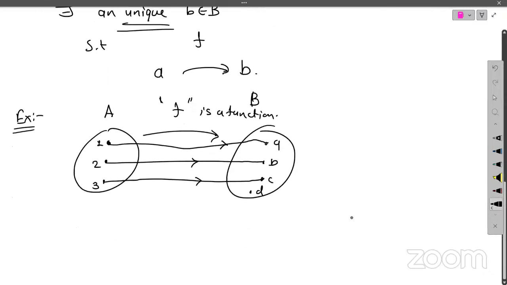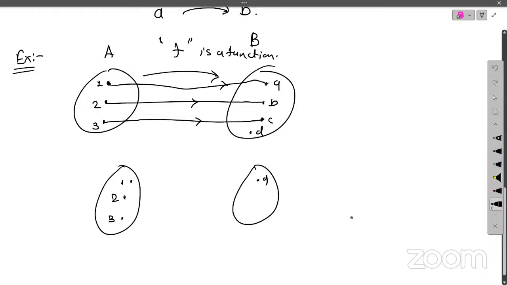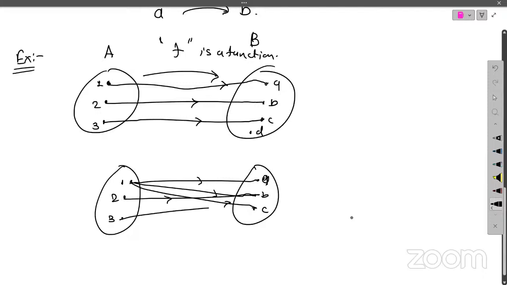Whereas if I change this a little bit, say I have inputs 1, 2, 3 and I want my outputs to be a, b, c, in such a way that 1 maps to a, 1 maps to b, and 1 maps to c, and then 2 maps to b, and 3 maps to c, then this map is not a function.